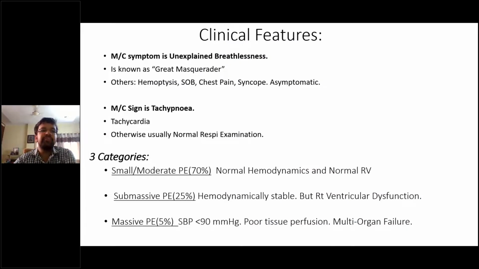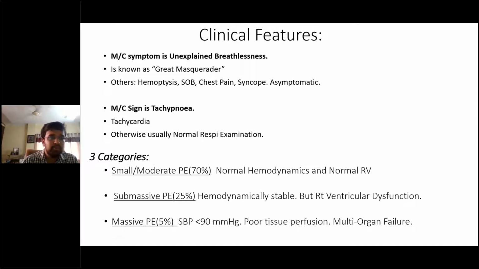Okay. So coming to the clinical features, the most common symptom of pulmonary embolism would be unexplained breathlessness. Pulmonary embolism is also known as the great masquerader. Why? Because it can mimic various other diseases. It can present as hemoptysis, shortness of breath, chest pain, syncope, or even, most importantly, the patient can be asymptomatic. So we need to rule out other lung pathologies before we can make a diagnosis of pulmonary embolism. That is why we say the most important symptom is unexplained breathlessness, because we are not able to explain the breathlessness.